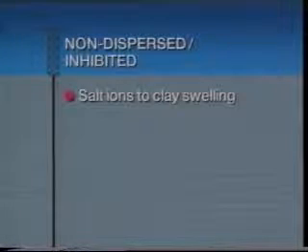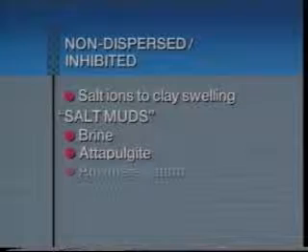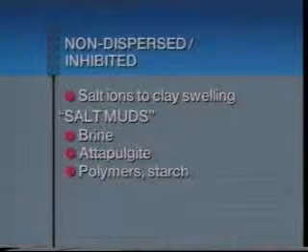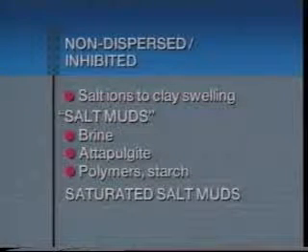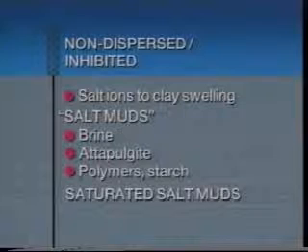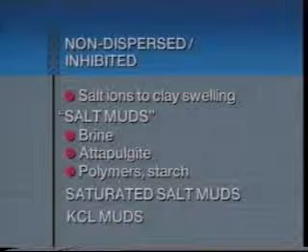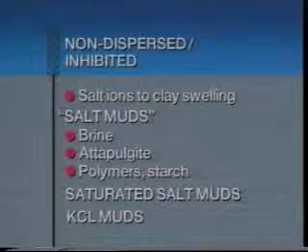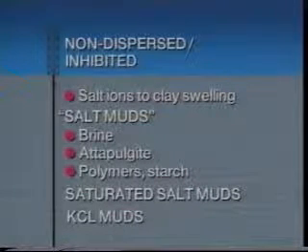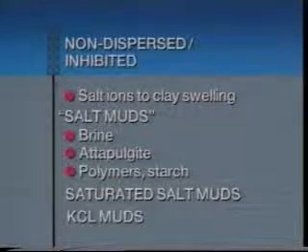Non-dispersed inhibited systems are those in which salt ions are used to prevent formation clay swelling. Salt mud made with brine and attapulgite and supplemented with polymers or starch for filtration control is an example. Saturated salt muds are sometimes used when drilling through salt beds and are also made from attapulgite and polymers, but in water of extremely high salinity. Potassium chloride muds are also made with attapulgite or prehydrated bentonite and a 5 to 15% potassium chloride solution. This type of mud is effective in hard rock areas with reactive clay stringers.